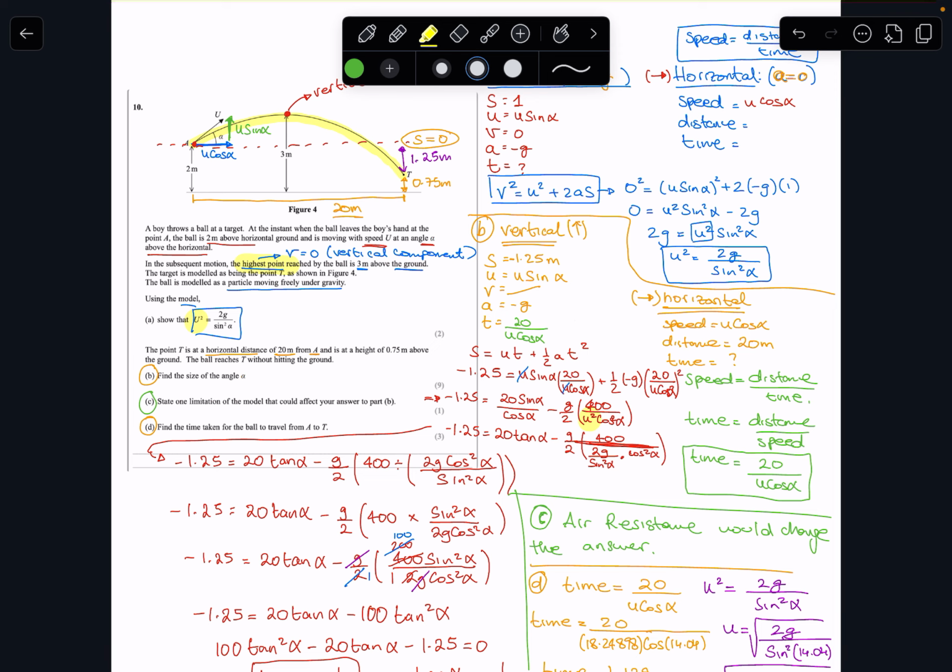But hopefully this question is all clear now. Spend some good time understanding the fundamentals of this question, and if you can really understand that very well, you should be able to answer any projectile questions without any issues.